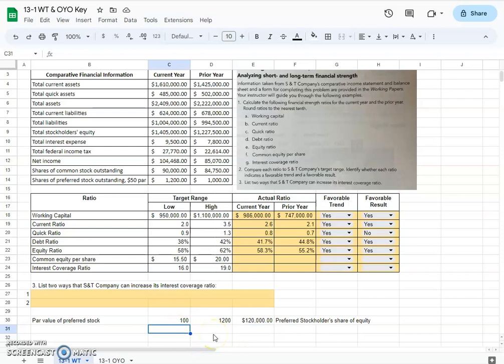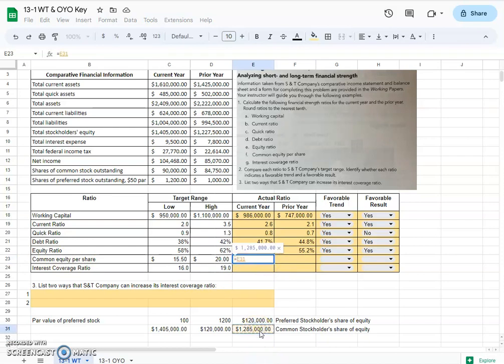So what we know is the total equity is 1.405. And then we've got to subtract that. So what's left after we subtract will be our common stockholders' share of equity, this number. So those are important because we had to get rid of the preferred to figure out our common equity per share.